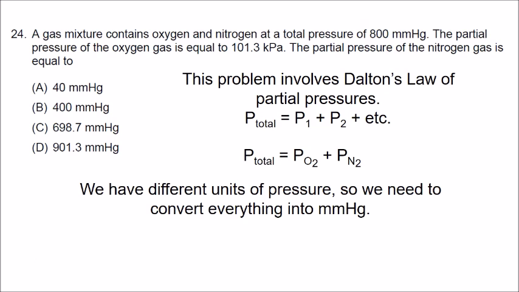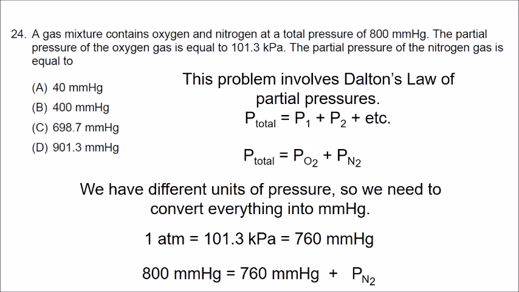Now we have different units of pressure. We have millimeters of mercury and we have kPa. So we have to convert everything into one unit. I chose millimeters of mercury because the answers are listed with that unit. So 101.3 kilopascals is the pressure of the oxygen. That is also equal to 760 millimeters of mercury. And since 800 millimeters of mercury is the total pressure, and 760 is coming from just oxygen alone, that means that the pressure of the nitrogen must be 800 minus 760, or 40 millimeters of mercury.